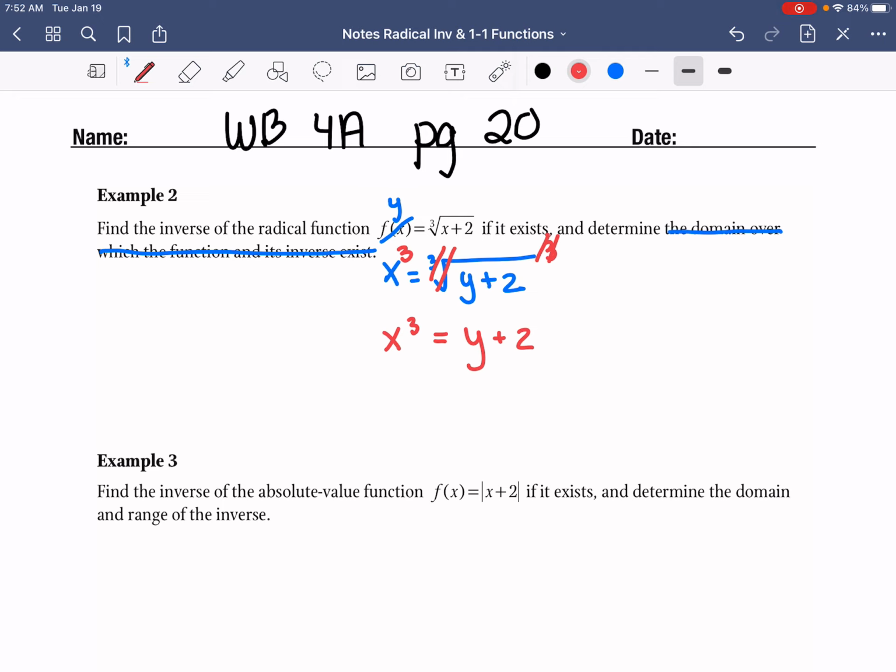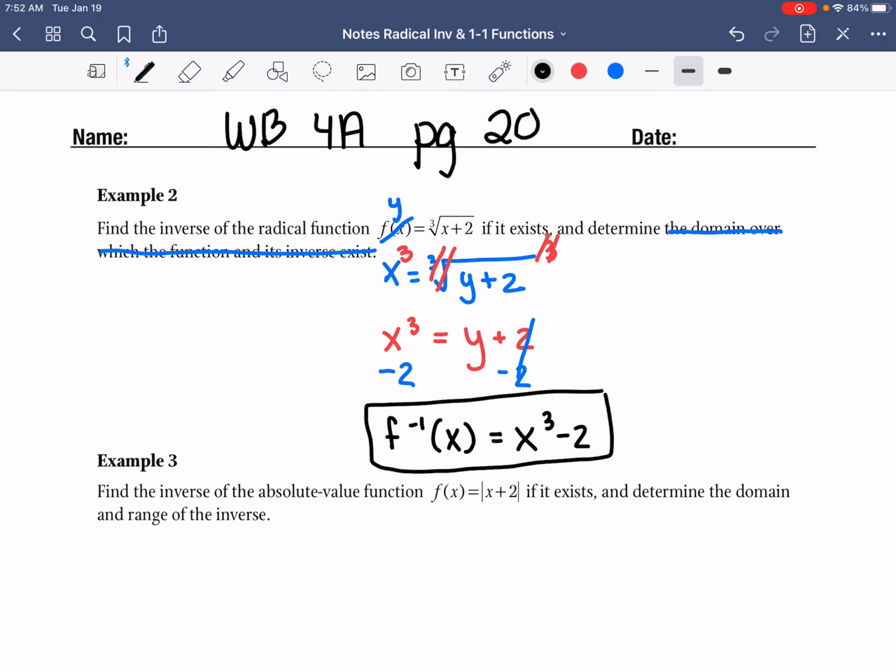Then I'm going to solve for y. Step 4 is to solve for y. To get it by itself, I just have to subtract the 2 to the other side to cancel it. And y is officially by itself, so we can go back to function notation. It would be f inverse of x, because the original name was f. And then I just have x cubed minus 2. And that's it.